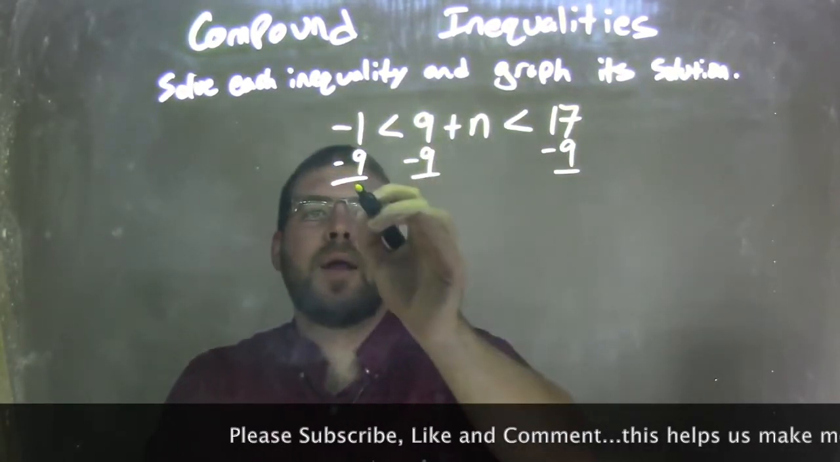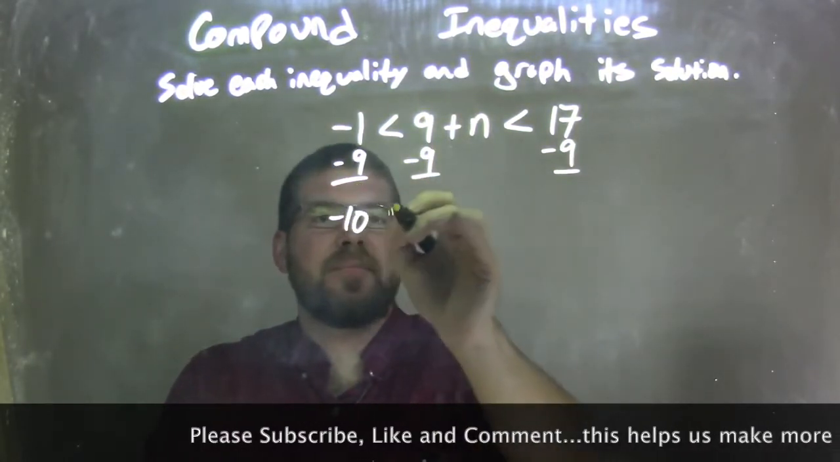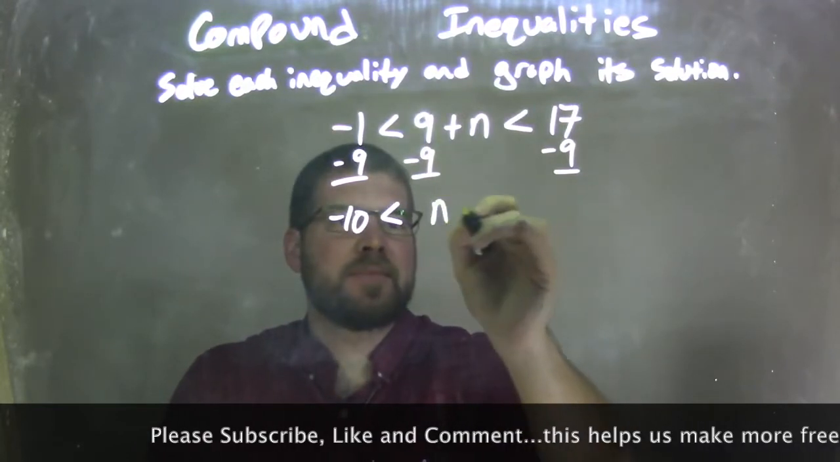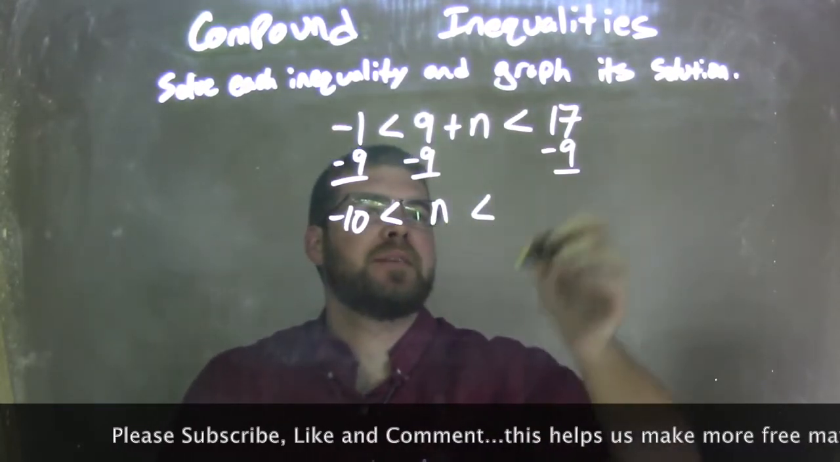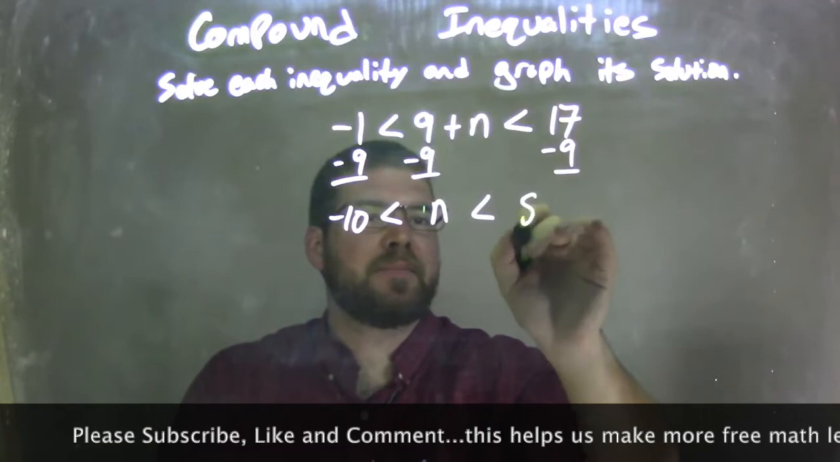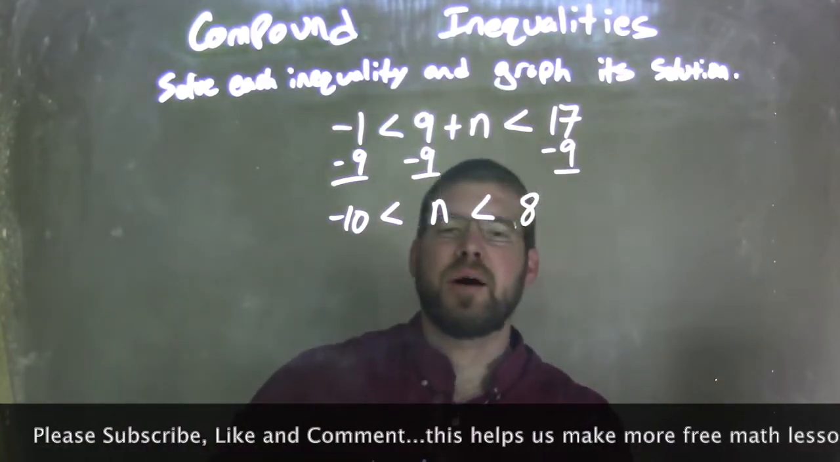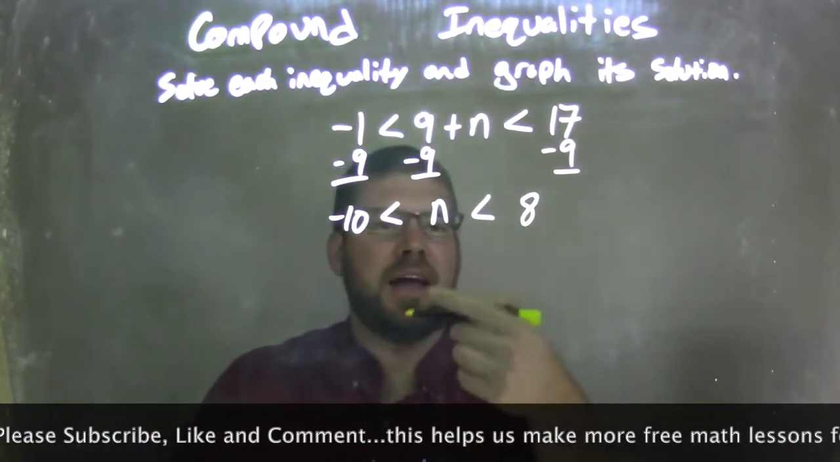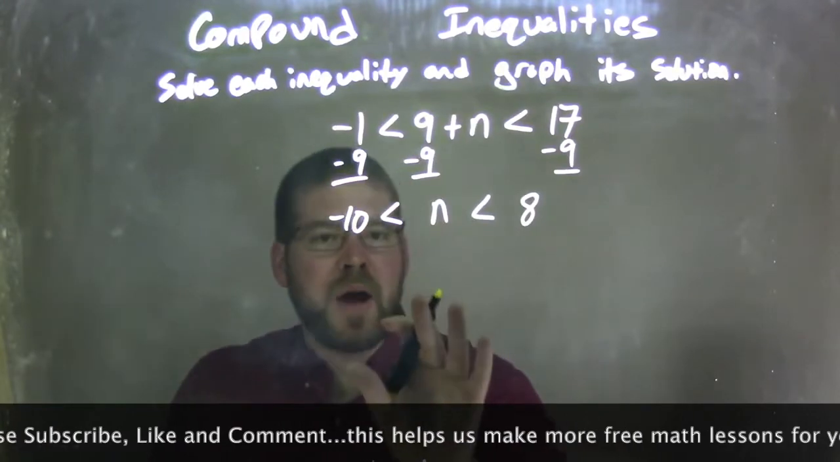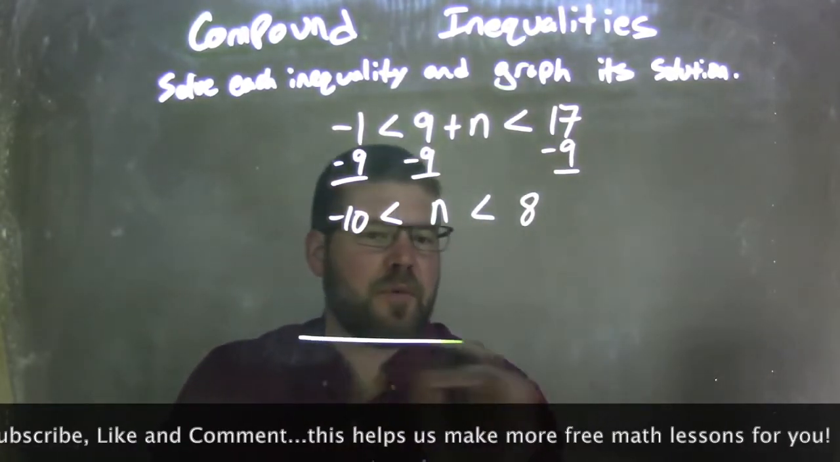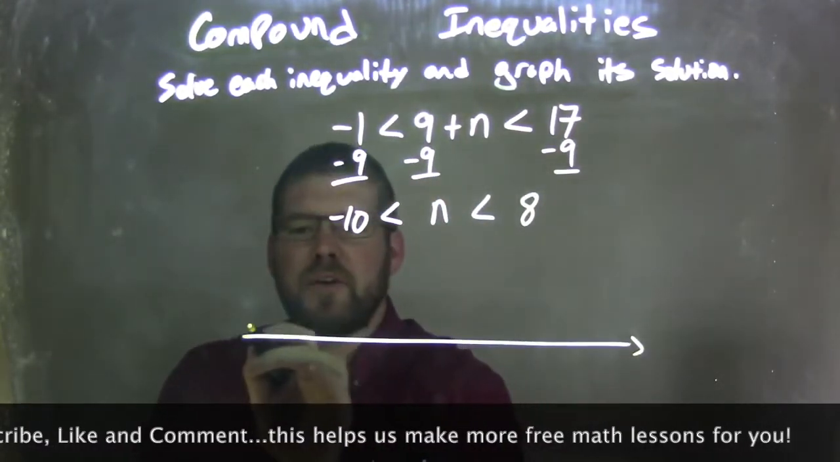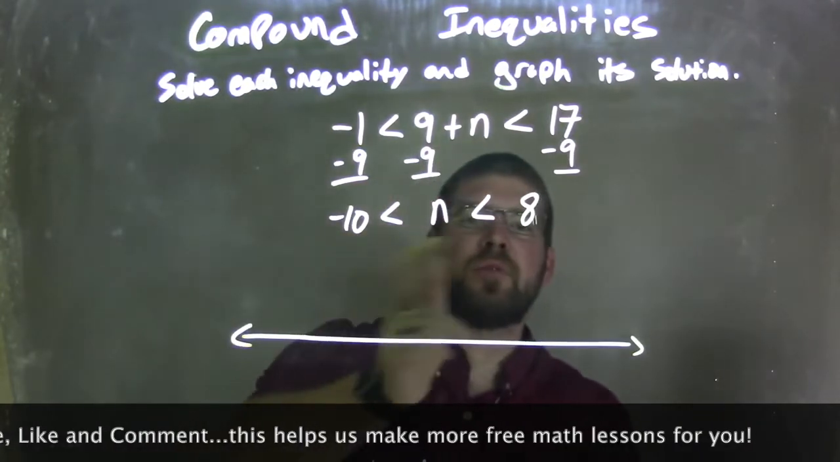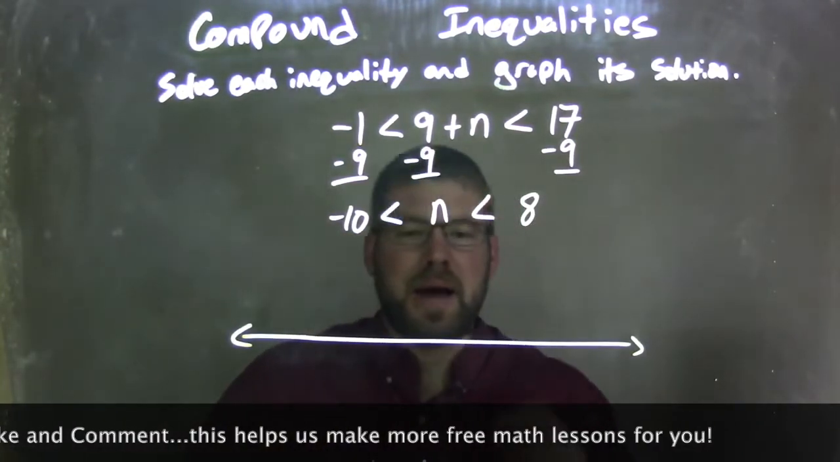So negative 1 minus 9 is a negative 10. Still less than. What's left here is just my n is less than 17 minus 9, which is 8. So now we have this compound inequality of negative 10 is less than n, which is less than 8. So I can graph it now. N's isolated. So by graphing it, we want to make sure our number line encompasses up through negative 10 and 8, and usually I like to go a little bit past that.